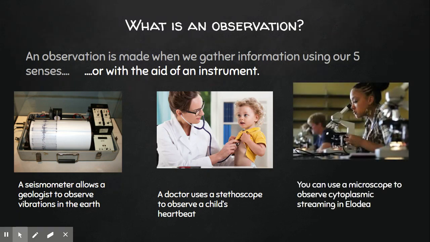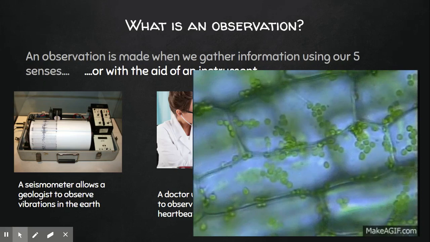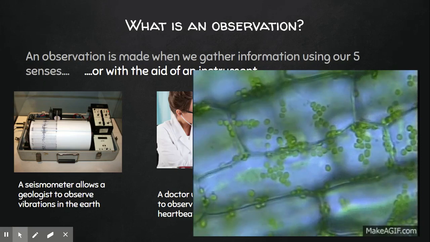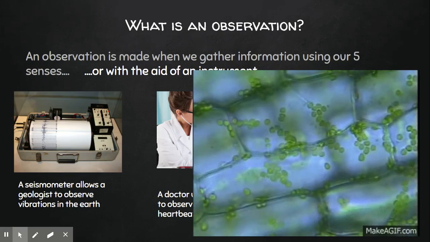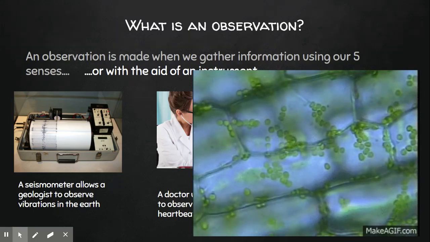And you can use a microscope to observe cytoplasmic streaming in Elodea. Are you wondering what that is? We might actually look at this later this year in our science class. Here we're looking at these rectangular Elodea cells. Elodea is a plant, and the green chloroplasts are moving around, streaming through the cytoplasm of that plant. Pretty cool, right?